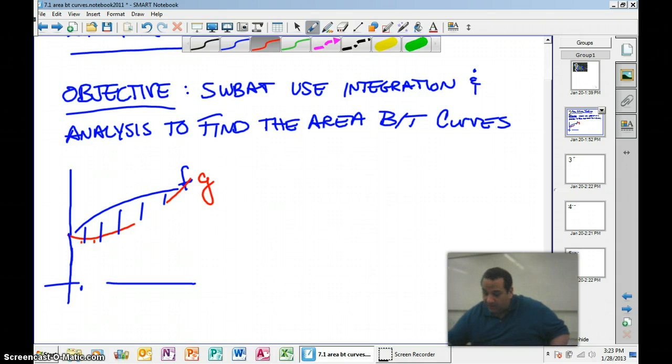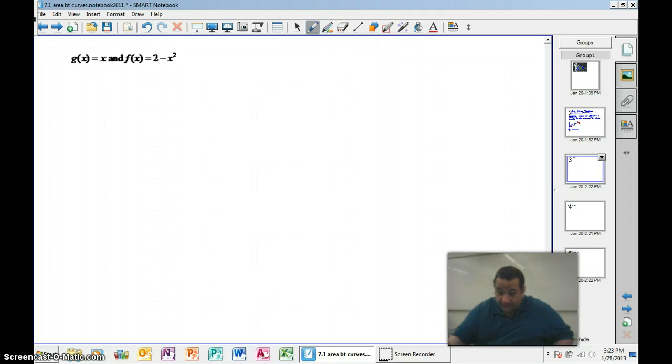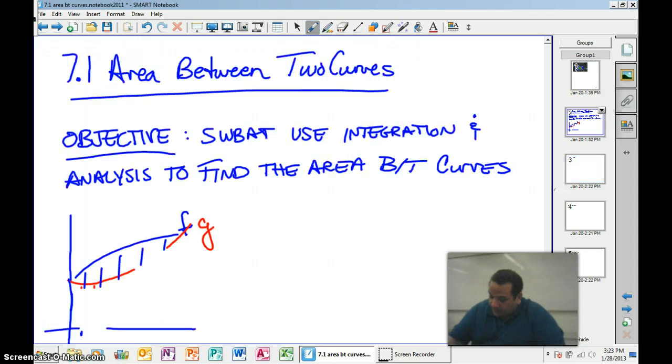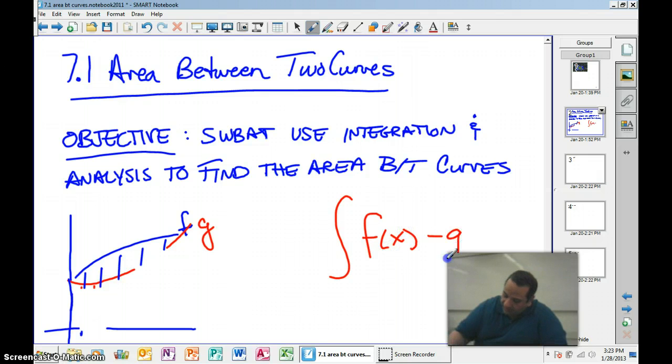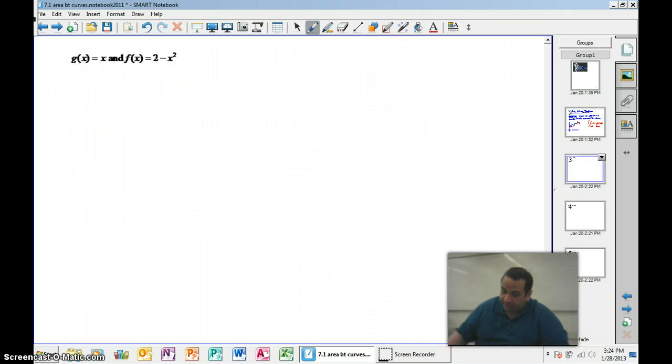Okay? So let's do an example. That's all it is. So if you wanted a big formula, here's the big formula. All right, you ready for the big one? It's going to be the integral of f of x minus g of x dx. Yes, that's it. Where f of x is the top graph and g of x is the bottom graph. That's it, folks. Something crazy? BC, all hard? No, this is what we got. So let's take a look at an example.